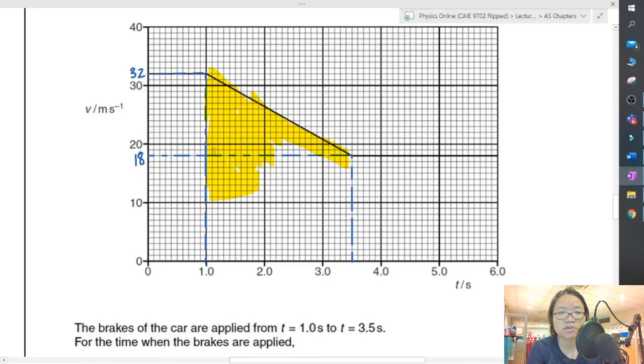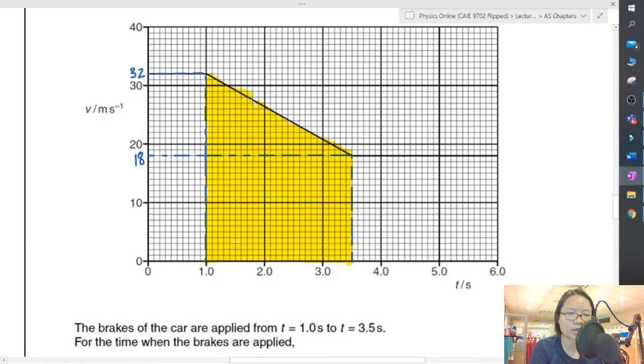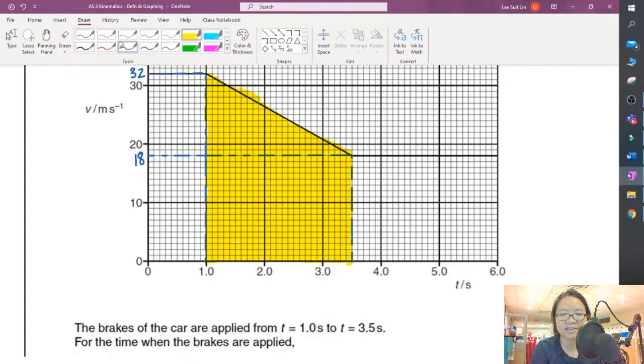So to find the distance traveled by the car, you will need to look for the area, which I'm so leisurely shading. To look for this area is the only time I will shade. So now we're going to look for the area of this trapezium, and I'm the kind of person that cannot cut out the line. Cannot. Then after that I give up.